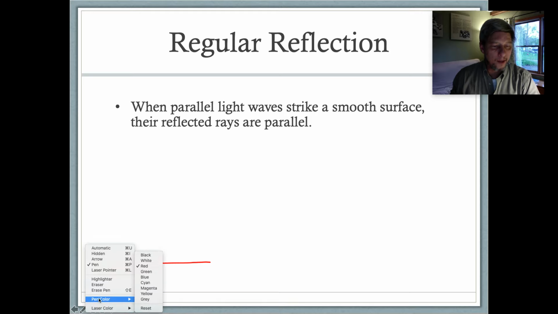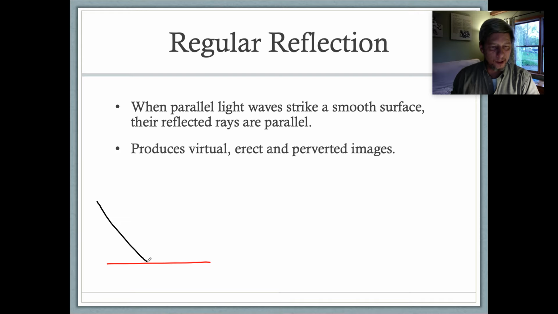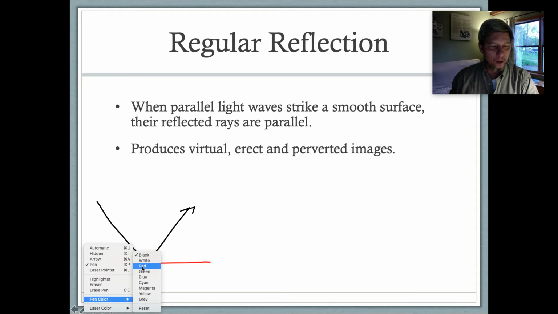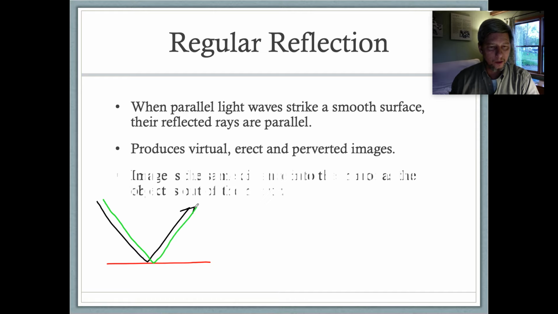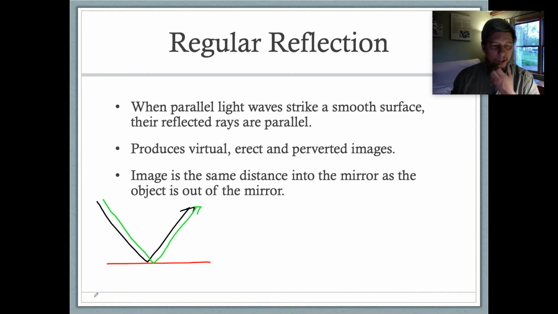And I'm going to change the color of the ink. Okay, here's a light ray coming down. It strikes and is reflected. Okay. Then I've got another light ray. We'll make this one green. And this one's going to come down here and it's going to bounce and it's going to be reflected. Whoops. I didn't do a great job with that.